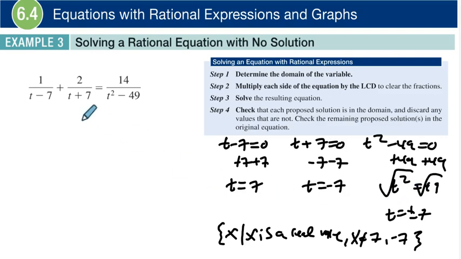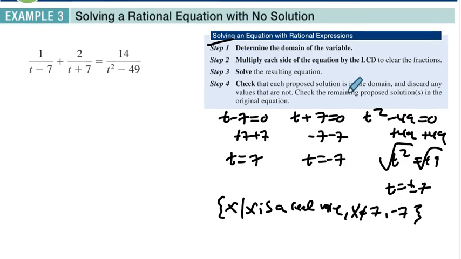Why? Well, look, if I plug in 7 right here, what does that make my denominator? Undefined, right? You cannot have a 0 in the denominator. It's not possible. Same thing right here. If we had negative 7, that would give us a 0 in the denominator. Okay, so we've done step 1, which is to find the domain. So x cannot be 7 or negative 7.